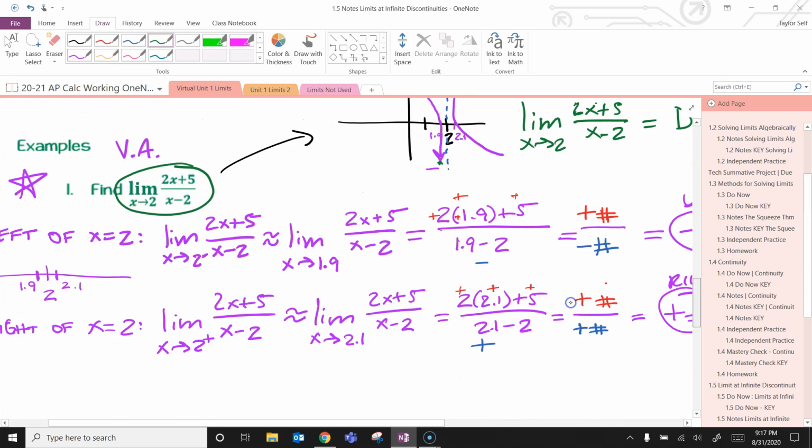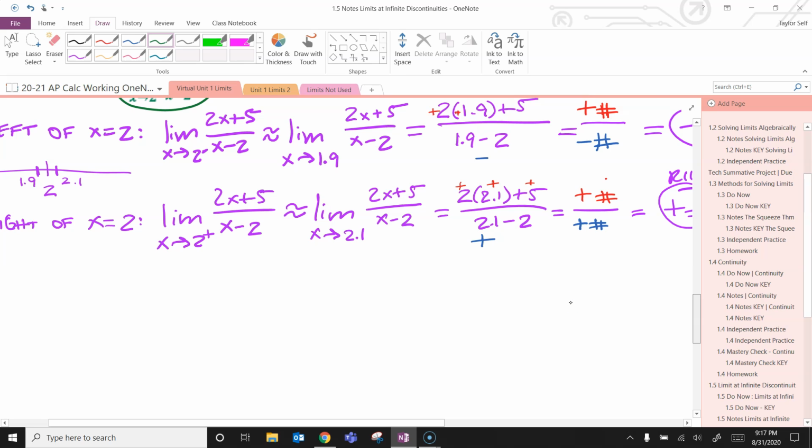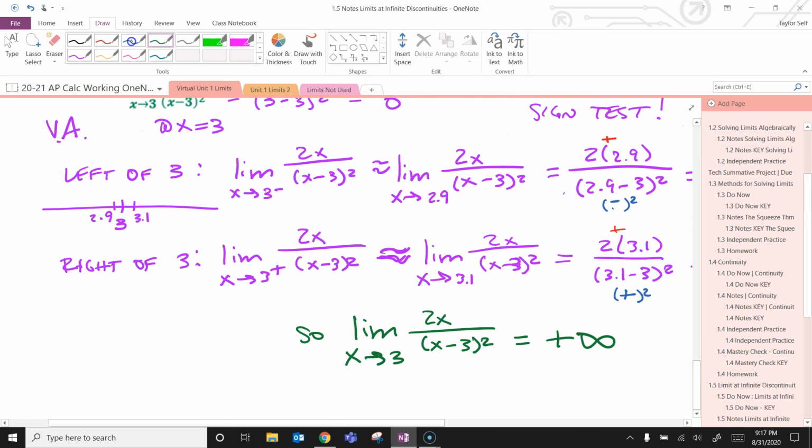So down here, we have 2 positives. Our answer is positive infinity for that general limit.